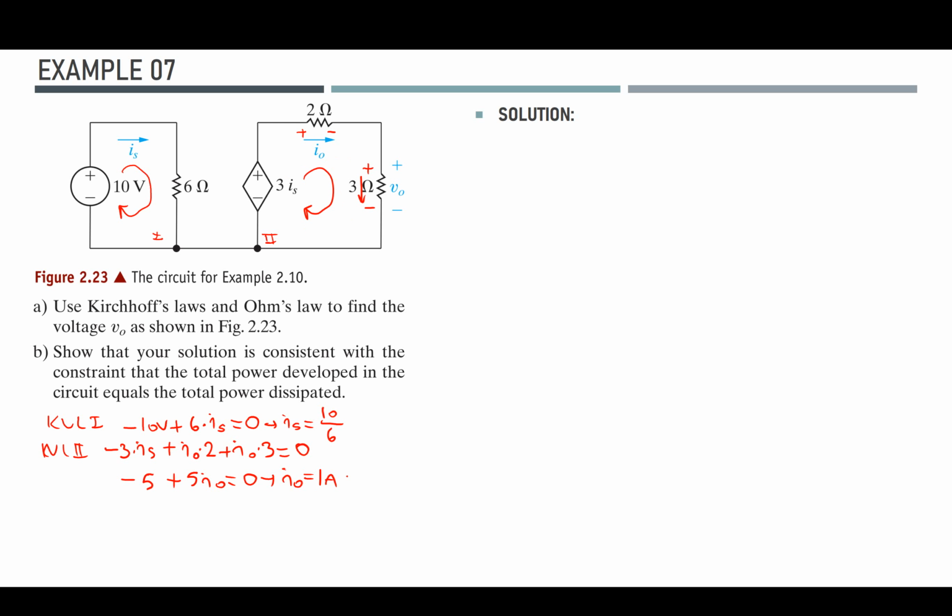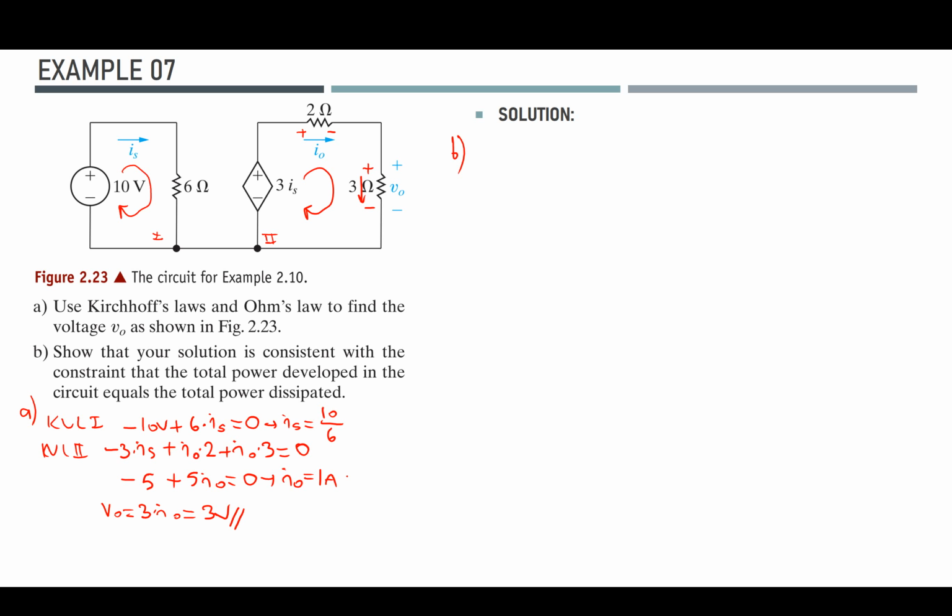So I can easily calculate all the powers because I know all the voltages and the currents right now. So the output voltage should be equal to 3 ohms times IO, which will give me 3 volts. Okay. This is the solution for A, and in part B, we first need to calculate the total power delivered to the circuit. So we separate the sources.